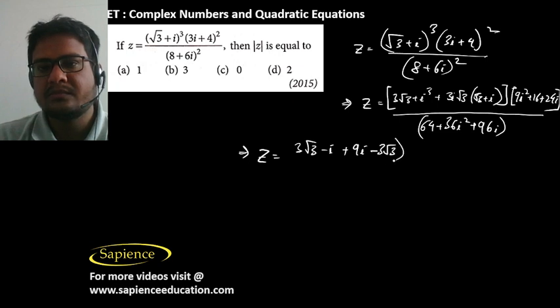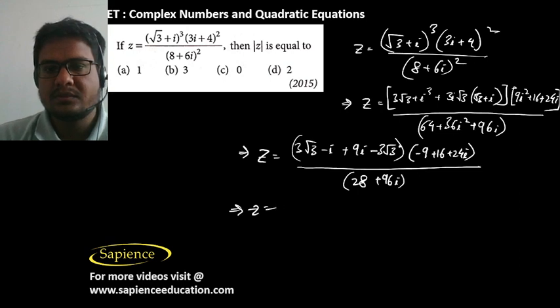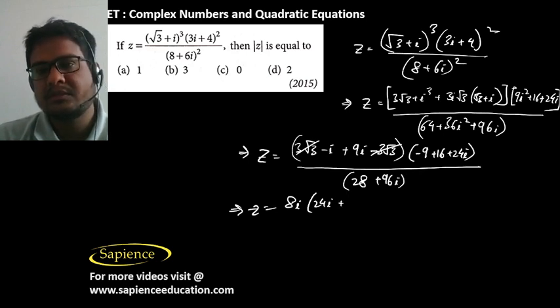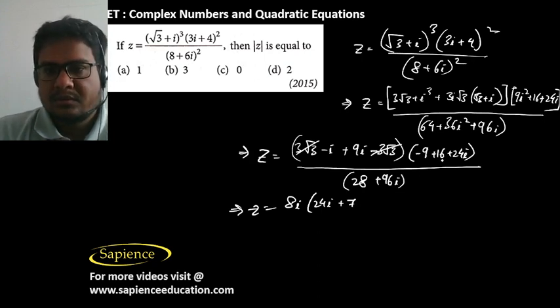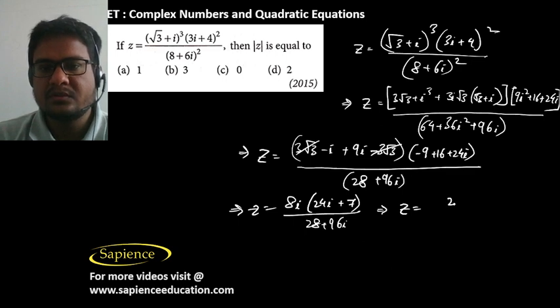Then minus 3 root 3 into 9i square, that is minus 9, plus 16 plus 24i, divided by 64 minus 36, that is 28 plus 96i. So therefore z will be equal to, 3 root 3 will cancel, that is 8i into (24i plus 16 minus 9, that is 7), divided by 28 plus 96i. So therefore z will be equal to 24 8s are 192, minus 192 plus 7 8s are 56i, divided by 28 plus 96i.